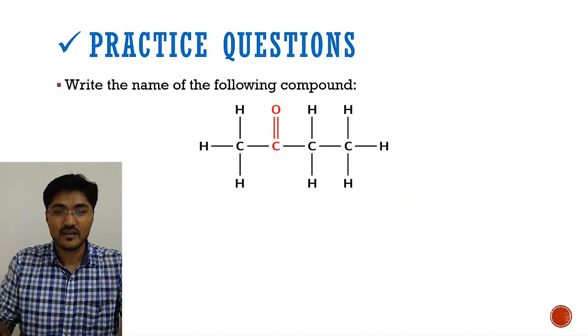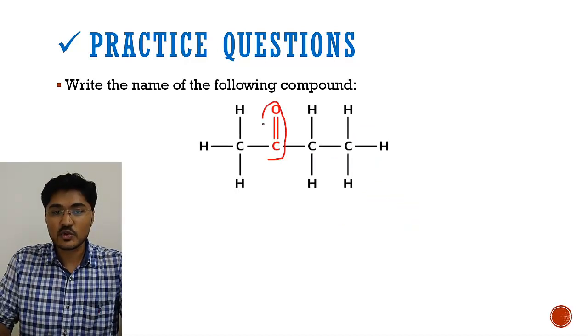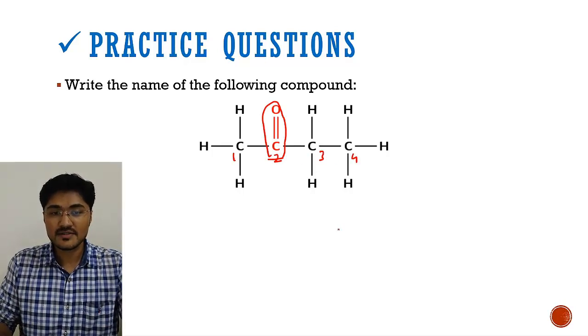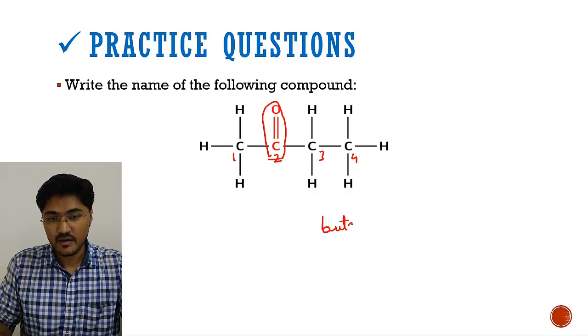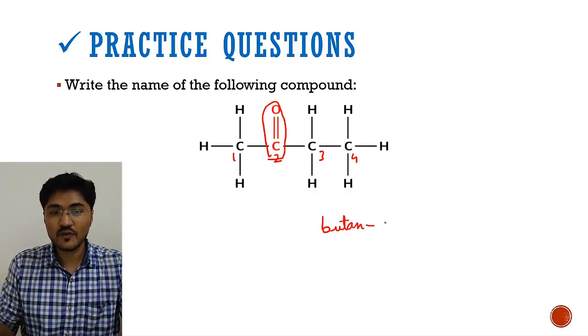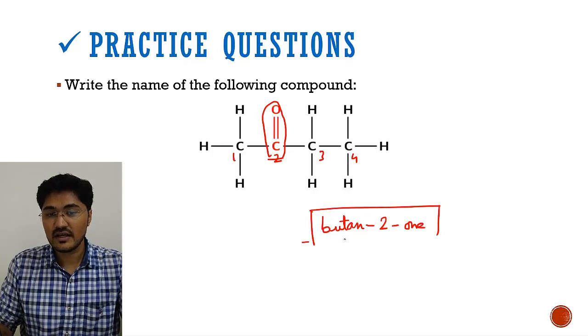Now next question. Here this is a ketone group. 1, 2, 3, 4. It is an alkane, so it becomes butane, and the last e should be deleted because of one, so it becomes but-2-one. That's your final answer.